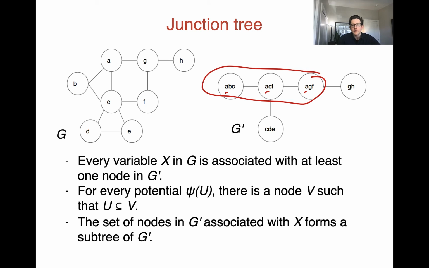An equivalent way of saying it is that for every pair of variables that includes A, it has to be the case that the path between those two variables, all the nodes along that path must also have A. So again, if we, for example, removed A from this node, then that would violate this third property.